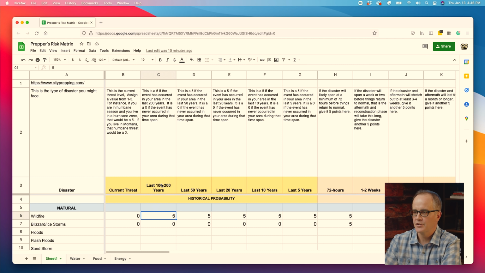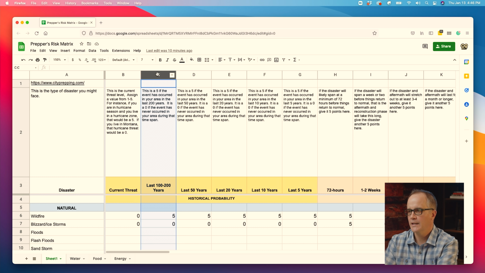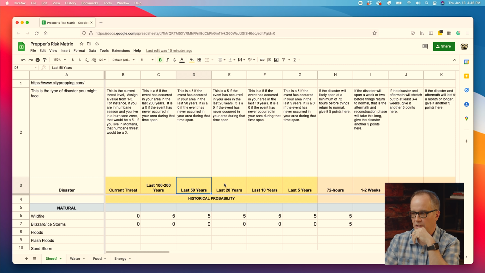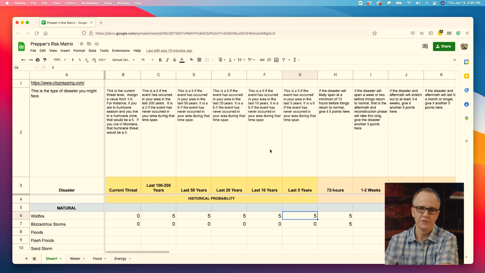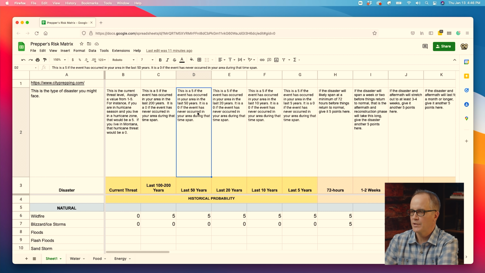But now we start looking at these by time frames. This one's 100 to 200. Yes, there's been fires in the last 100 to 200 years. There's been in the last 50, 20, 10, and 5. And for each one of these, I can put in a 5, 5 being the highest probability that it's going to happen here. And what we did is we put notes in each one of these columns.